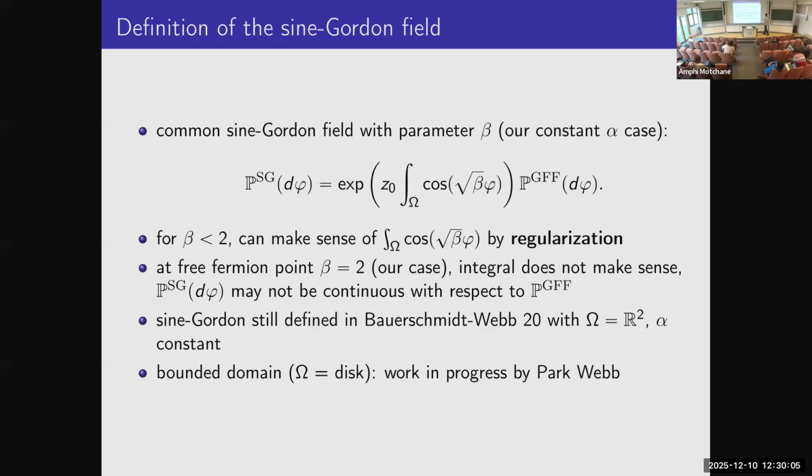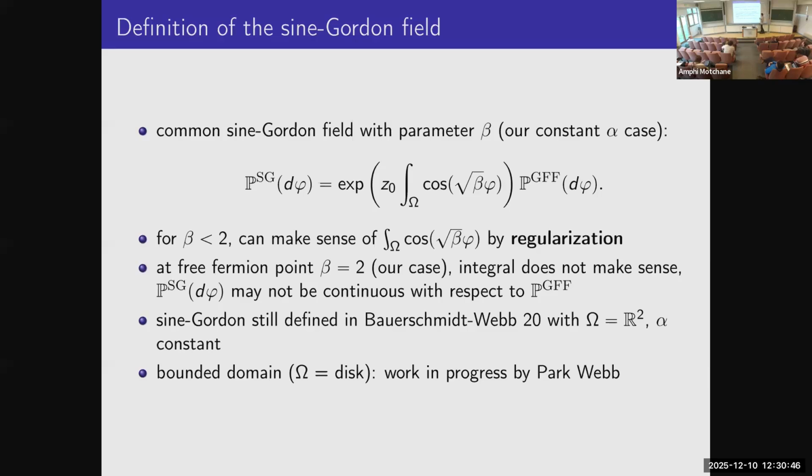So as I told you, well, unfortunately, or fortunately, I don't know, our case is really this beta equals 2 case. So we need something different. And yeah, also for beta larger than 2, it becomes even worse. But we don't need that. We are at what we call the free fermion point, beta equals 2. So from the mathematical point of view, it was defined properly by Bauer, Schmidt, and Webb in a recent article of 5 years ago.